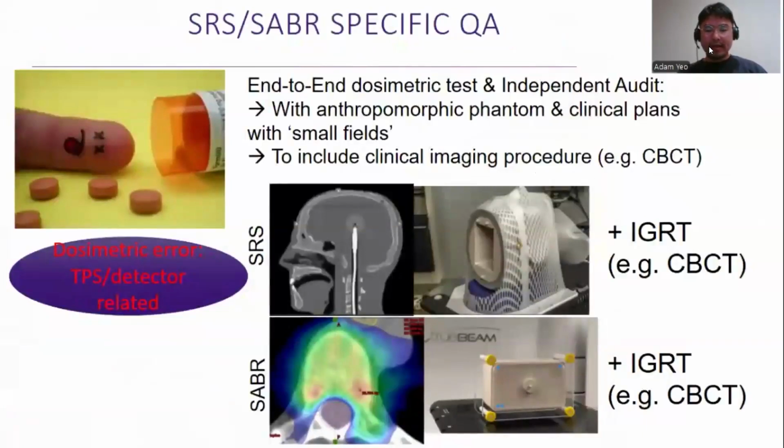And we're moving on to planning dosimetric validation. The end-to-end dosimetric test of the independent audit is mandatory. And for the specifics coupled with small field, it should always be coupled with your clinical imaging procedures, such as the cone beam, as part of your IGRT in both SRS and SABR regimes.